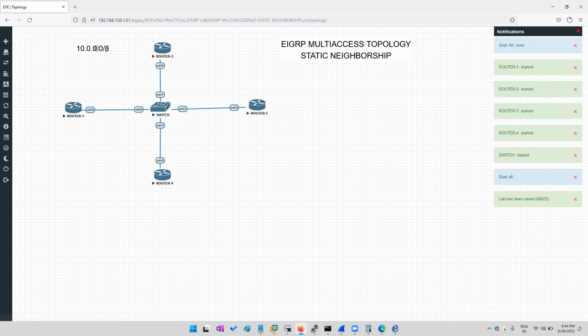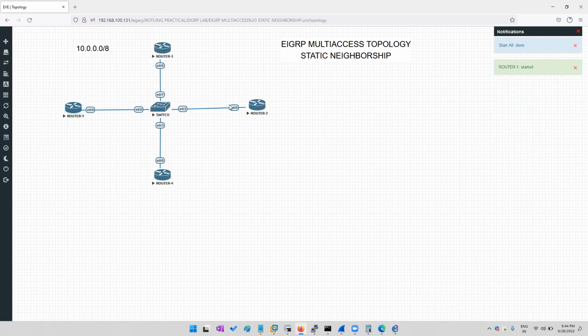We are using a 10 dot network. So R1 is 10.1, R3 is 10.3, R4 is 10.4, R2 is 10.2. Everyone has a loopback: 1 dot loopback, 3 dot, 2 dot, 4 dot. Clear? This one has 1.1.1.1/32, this one 3.3.3.3/32, 2.2.2.2/32, and this one 4.4.4.4/32. First, we learn dynamic neighborship.